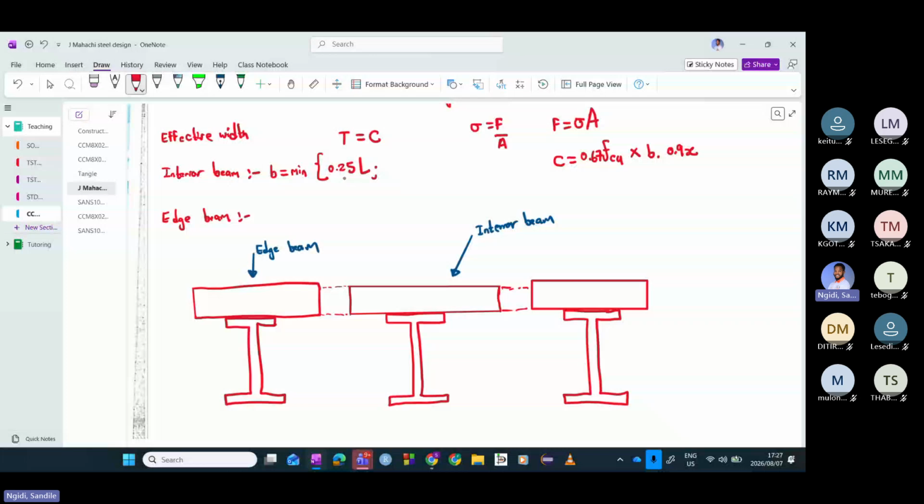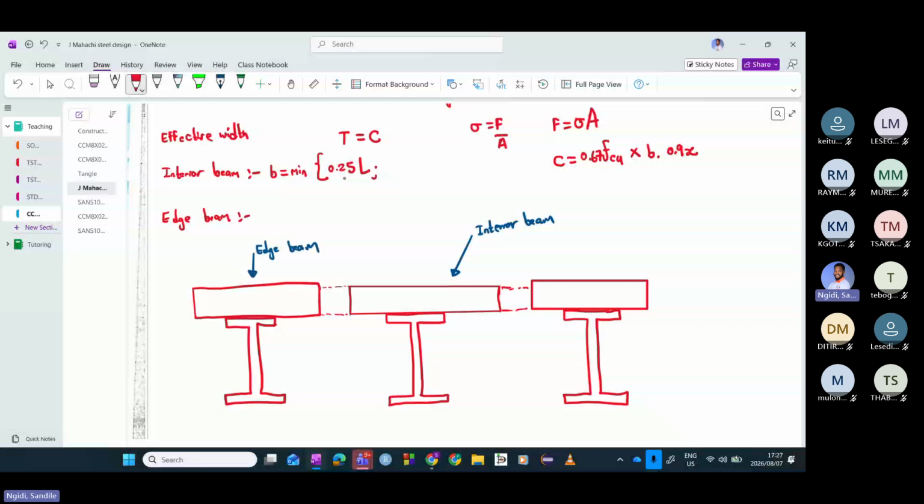I can see the hand that is up. Let me just finish writing. And for the second part, it is 0.5 times the clear distance between the steel sections. The clear distance between the steel sections is the distance that we have between these two steel sections, and we can call it C1. So then what we can say is 0.5 multiplied by C1.